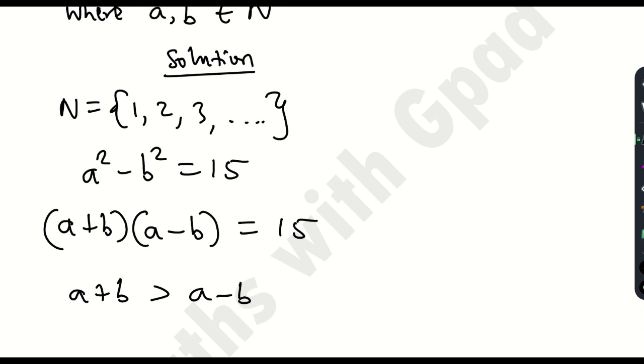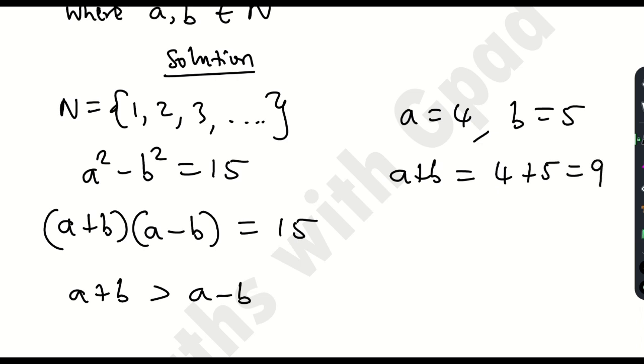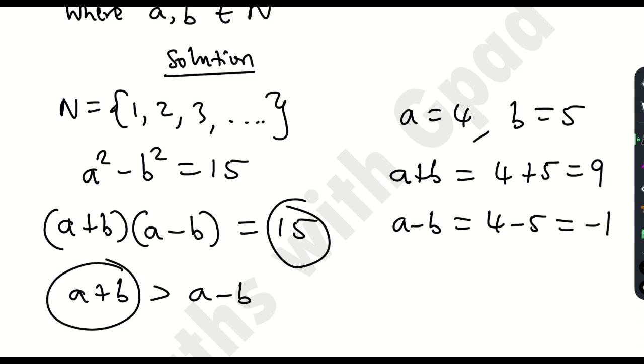Let's look at some real cases. If a is 4, a cannot be -4 because a is a natural number and b is a natural number. So let's say a is 4 and b is 5. When you do a plus b, that's 4 plus 5, which is 9. And when you do a minus b, which is 4 minus 5, what are you going to get? -1. So what this means is that a plus b will always be greater than a minus b. It means that when we express 15 as a product of two factors, we must assign the bigger factor to a plus b, and the smaller factor will go to a minus b. I hope this makes sense.